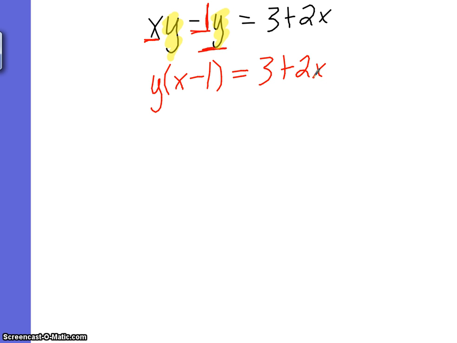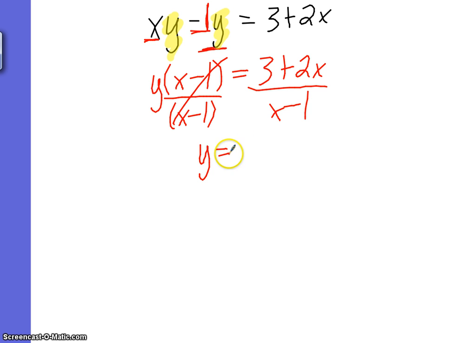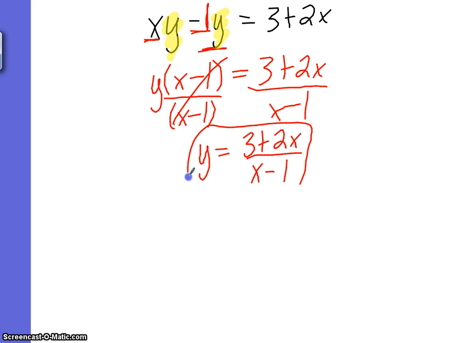Now to finish solving for y, I'm going to divide both sides by x minus 1. And I've got y is equal to 3 plus 2x over x minus 1. I've got the y by itself, and I'm finished.